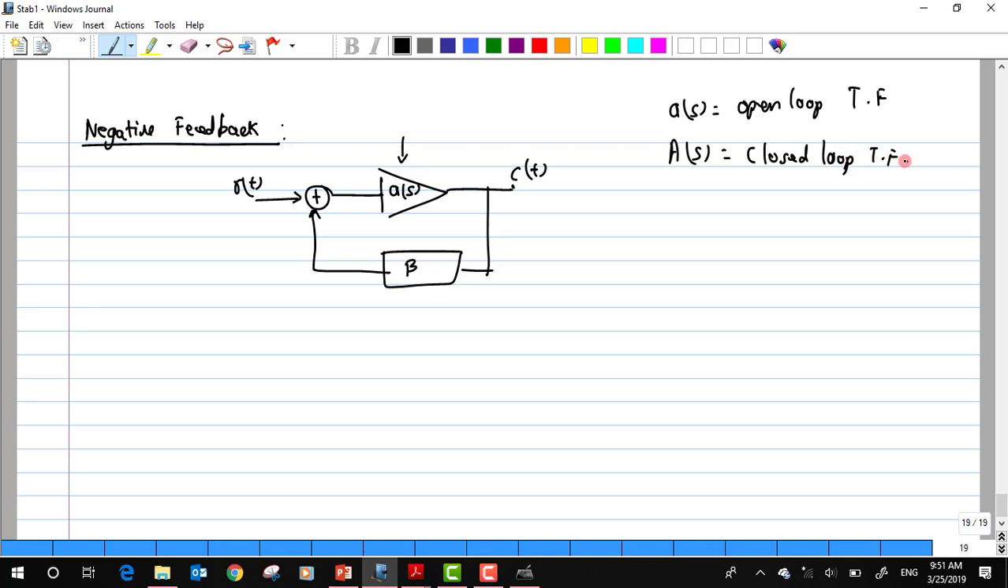transfer function. Okay. Now the point is, I just want to discuss what if I want to evaluate my capital A of s from here. So I have an open loop system having a single pole, and what would be the value of the closed loop transfer function?